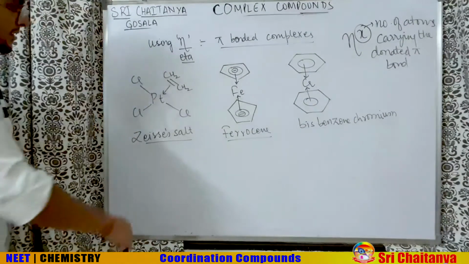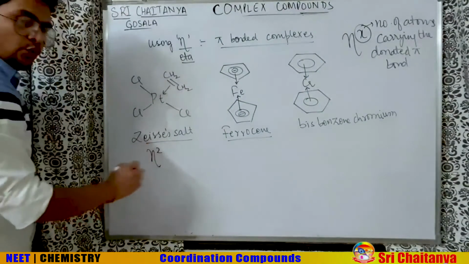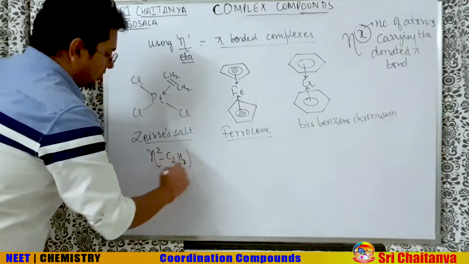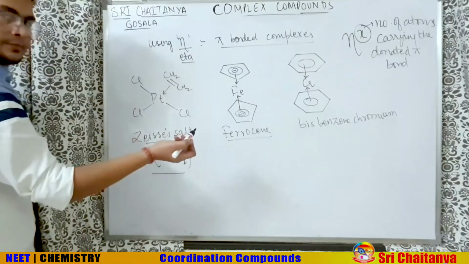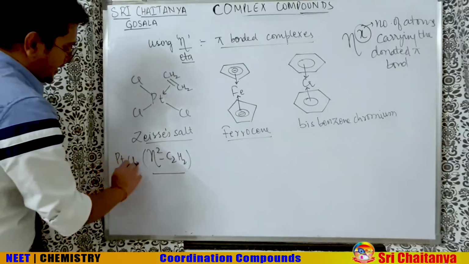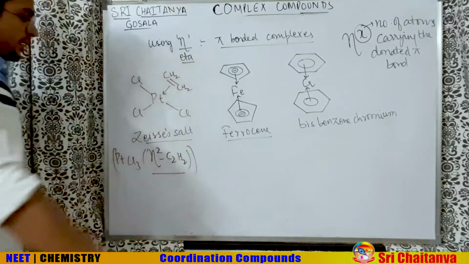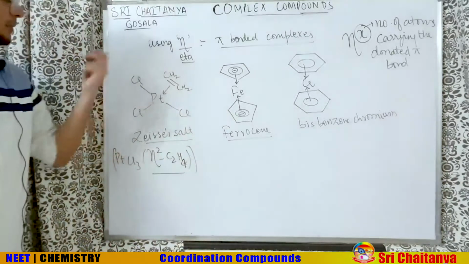So the pi bond which is getting donated is between how many atoms is represented by the symbol X. For example, this pi bond is between 2 carbons. So I will use the symbol eta 2 C2H2 for naming this ligand. So it will be as simple as that. The formula, for example, is going to be PtCl3 eta 2 C2H4. This is Zeise's salt, it's a pi bonded complex.